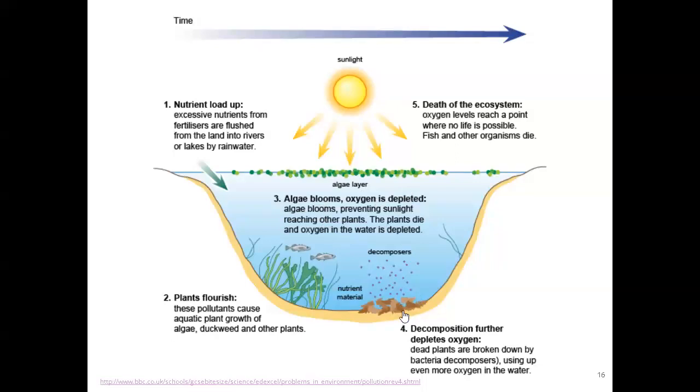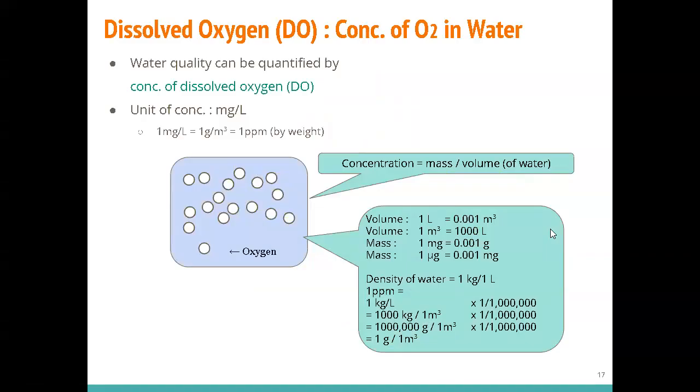So then when they die, they even further exhaust your oxygen because they are decomposed by the microorganisms, further using up the oxygen inside this water body. Okay. So decomposition further depletes oxygen, and then that's the death of the ecosystem. And we try to avoid this by doing environmental engineering.